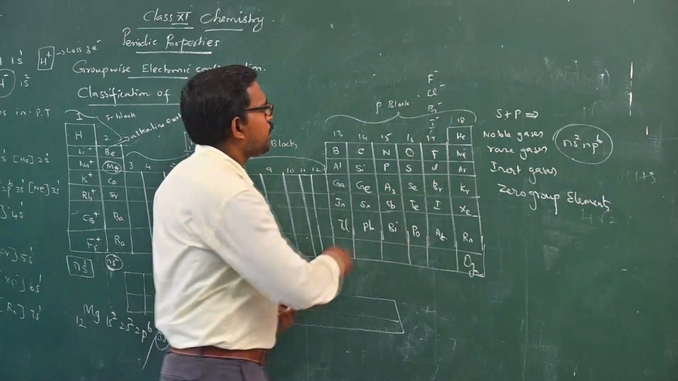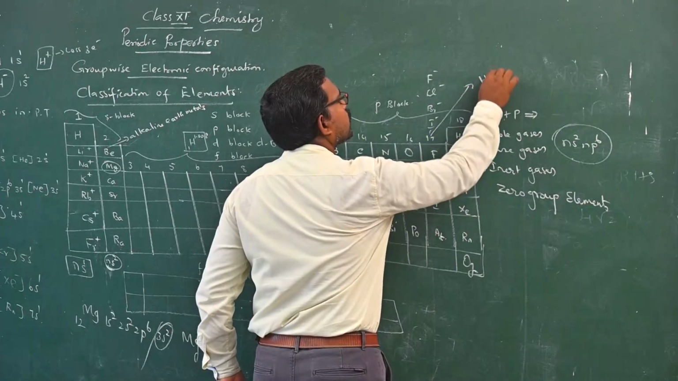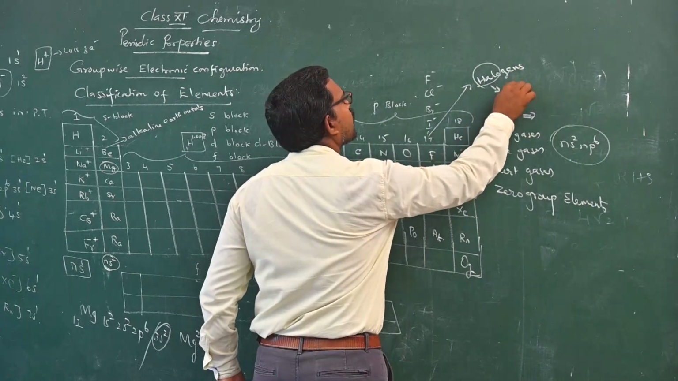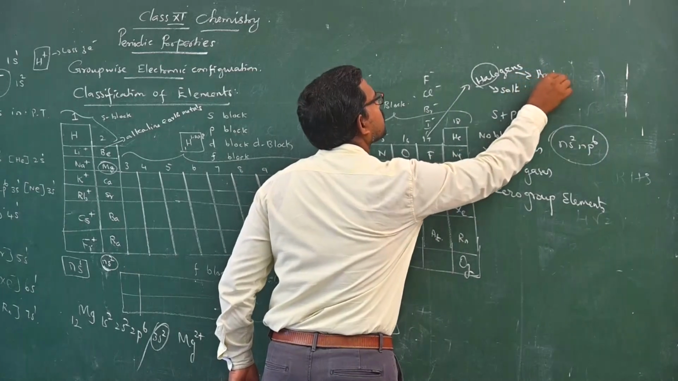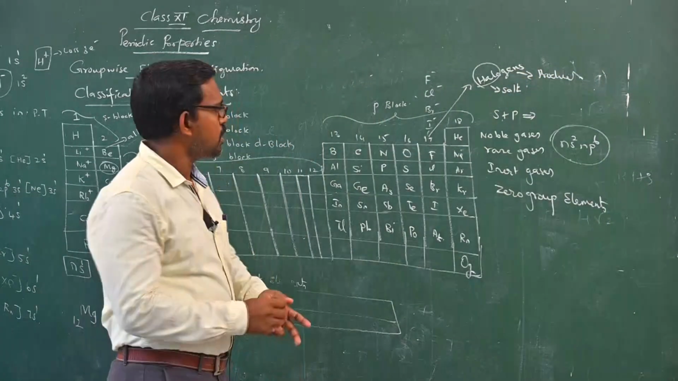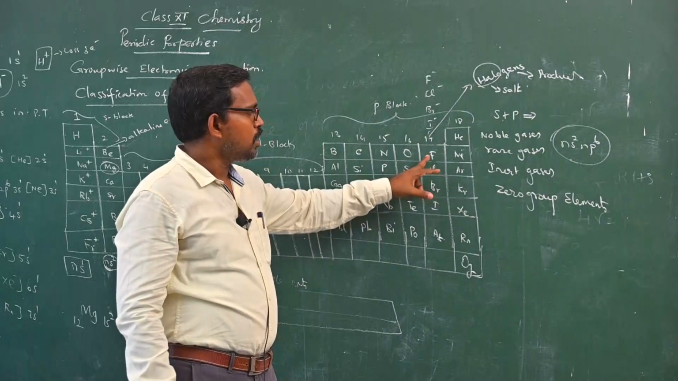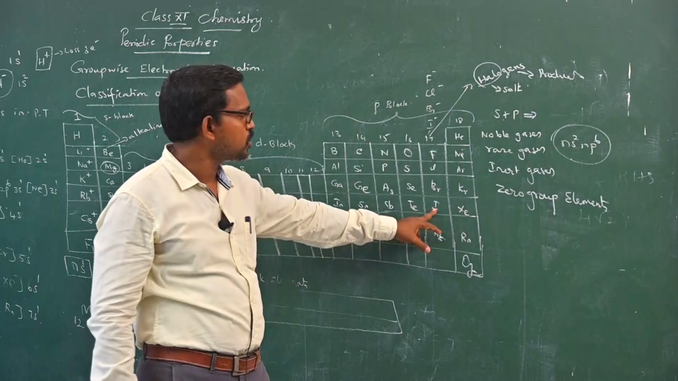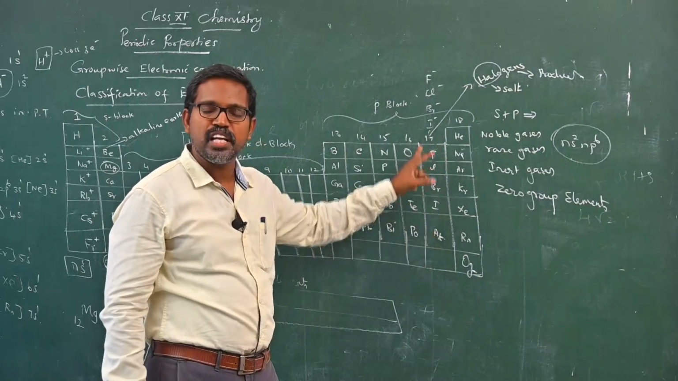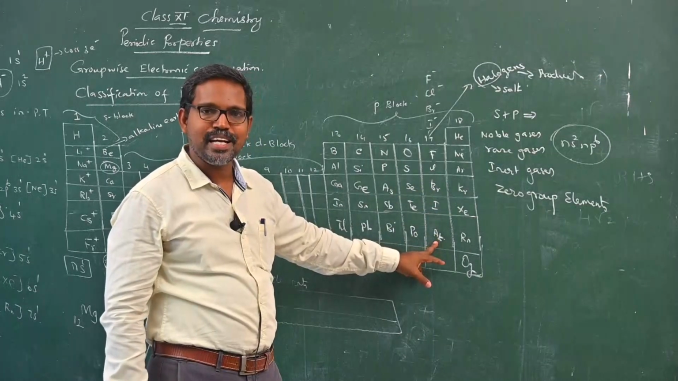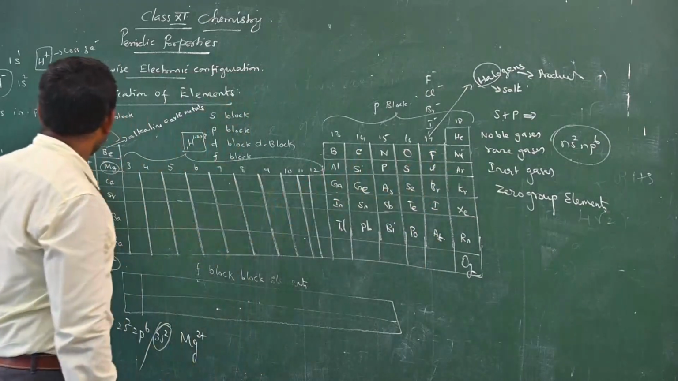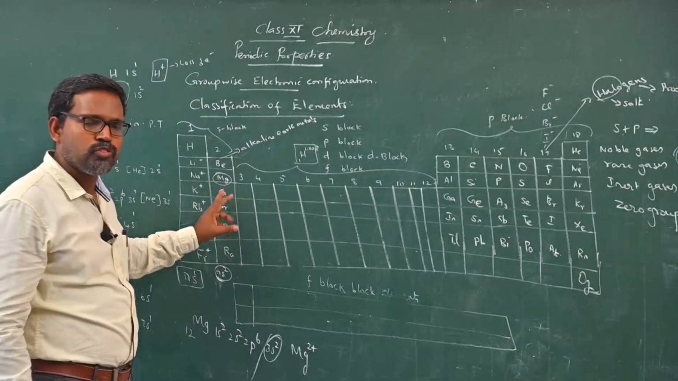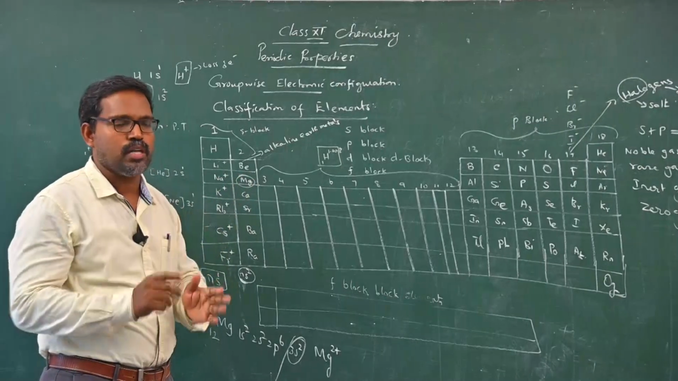Group number 17 is called halogens. Halo means salt, gen means producers. Salt producers are called halogens. Look at this halogen family: fluorine, chlorine, bromine and iodine. Mostly we use these 4 elements. Astatine is a radioactive element. These elements combine with either alkali metals or alkaline earth metals to form a stable salt.